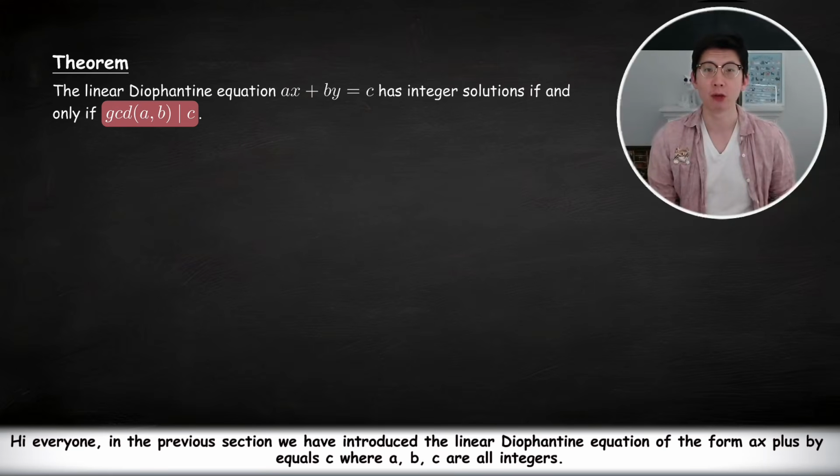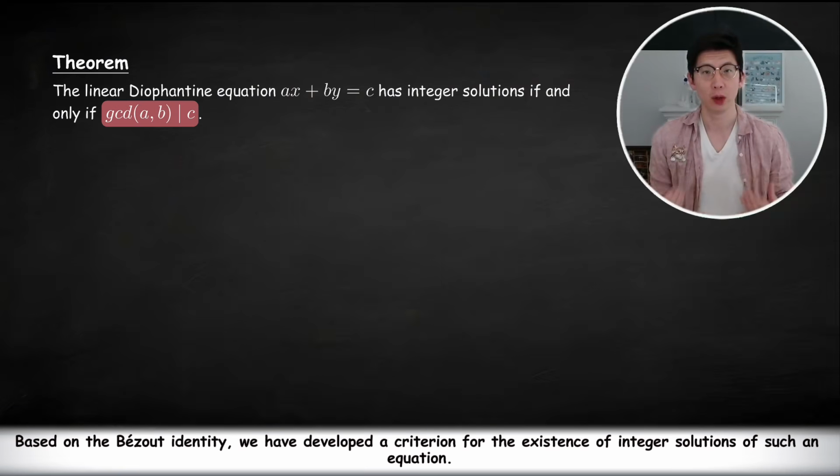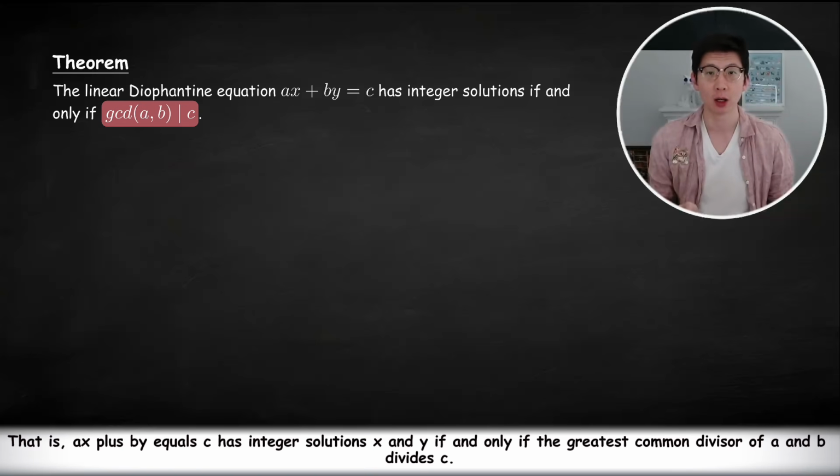In the previous section, we have introduced the linear Diophantine equation of the form ax plus by equals c, where a, b, c are all integers. And based on the Bezout identity, we have developed the criteria for the existence of integer solutions of such an equation. That is, ax plus by equals c has integer solutions x and y if and only if the greatest common divisor of a and b divides c.